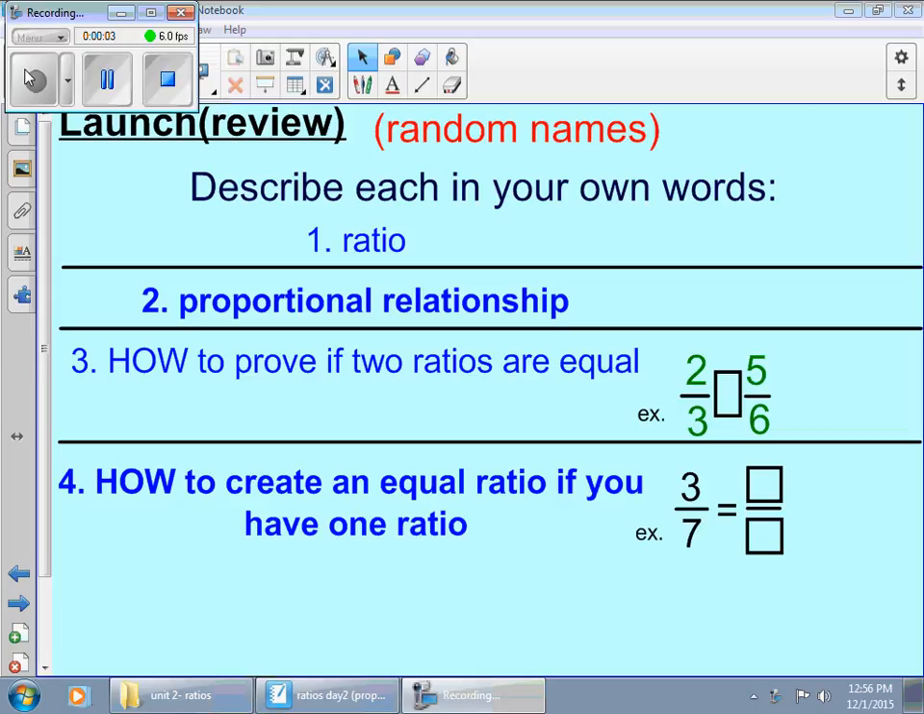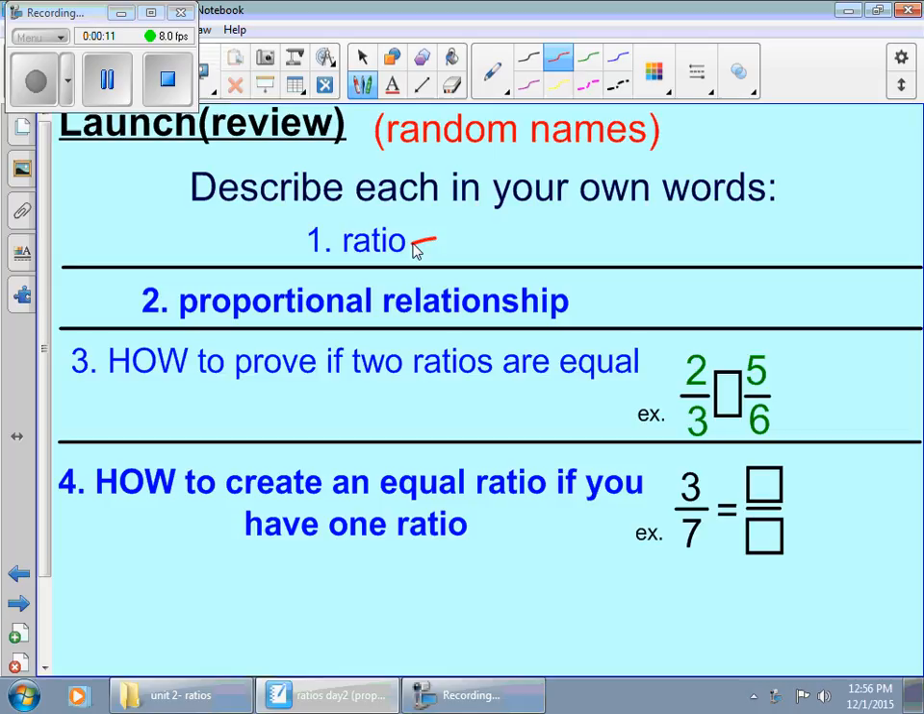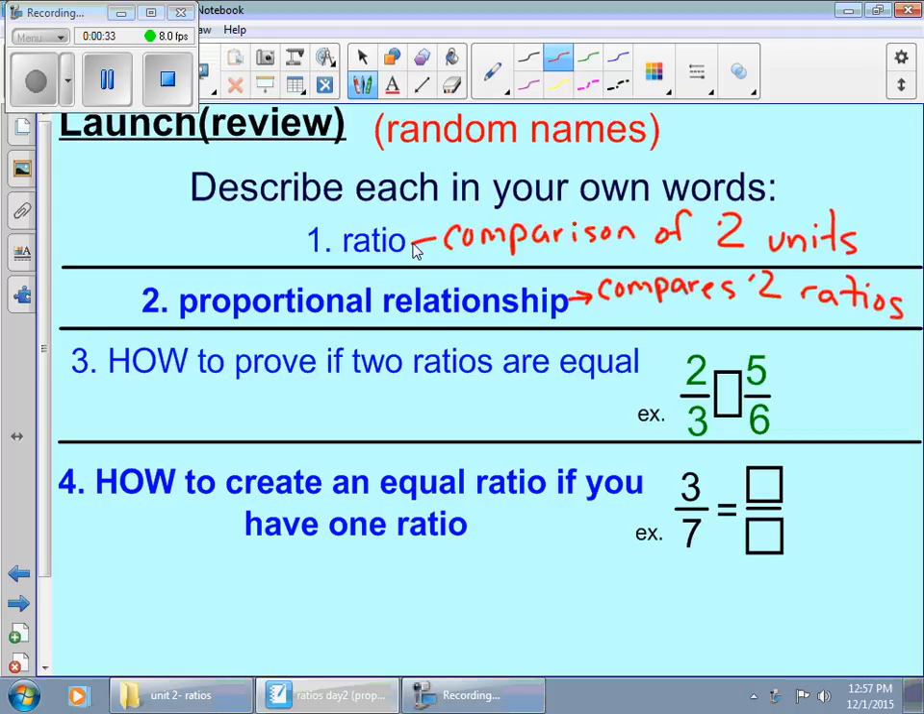Okay, so now we're going to start reviewing for our ratios unit and some basic information before we begin. Start here. What is a ratio? A ratio is a comparison of two units or two quantities that have different units. A proportional relationship compares two ratios, and if their relationship is proportional, then those two ratios are equal.